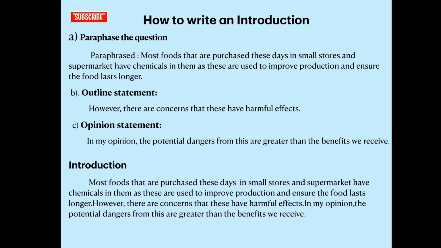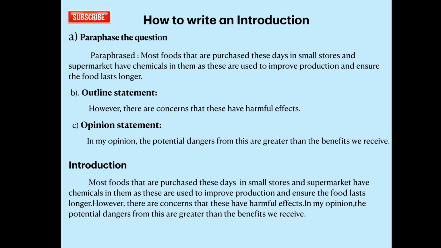Now the next sentence is the outline statement. What can be written in the outline statement? In the outline statement, we have to write what we are going to discuss in the paragraphs. So here we are going to discuss which one is going to be discussed more, advantages or disadvantages. So here we are going to discuss the harmful effects.